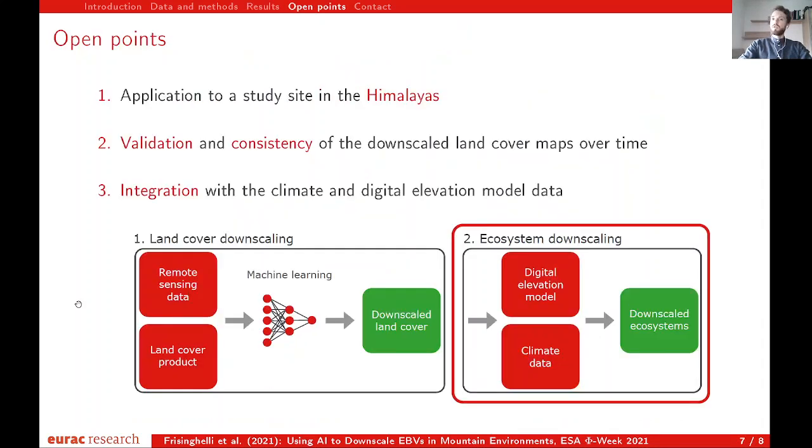Since we are currently in the first phase of this project, there are a couple of open points to be addressed. First, the application of the developed downscaling approach to a study site in the Himalayas. Second, the development of a validation strategy for the downscaled land cover maps and the associated consistency of the maps over time. And finally, the integration with the digital elevation model and climate data to produce the final downscaled ecosystem map.